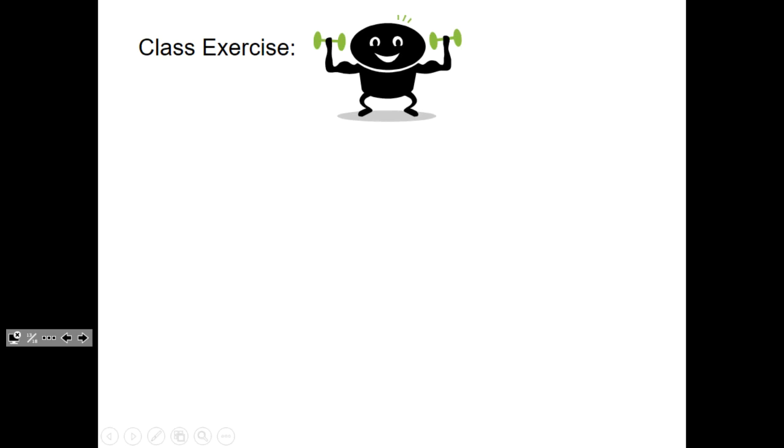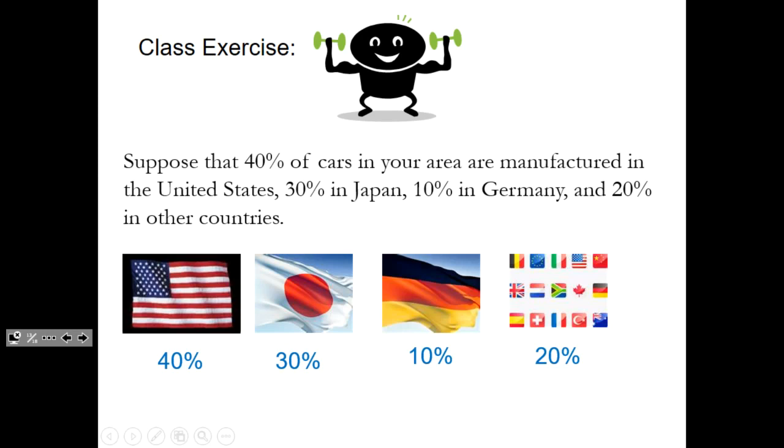Now, we've got somewhere to practice here. I'm going to jot down some of this information. Let's see what we can figure out. Let's say 40% of cars in Newport News are manufactured in the US. 30% come from Japan, 10% from Germany, and 20% come from other countries. So take a moment, jot these facts down. We're going to use this information. Now pause the video, get a copy down. Okay, so if you're still playing, you must have this information written down.